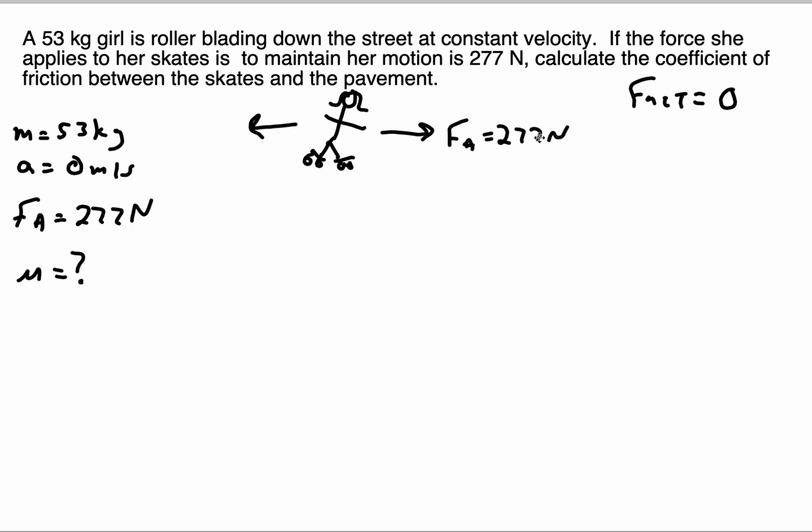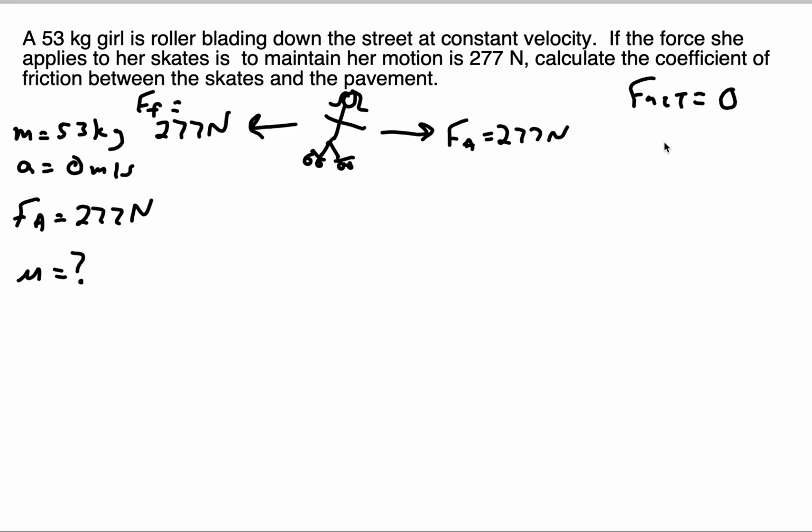So if she's pushing with 277, that means there has to be 277 newtons of friction going in the opposite direction. So this frictional force has to match her applied force. Because they're the same, net force is 0.